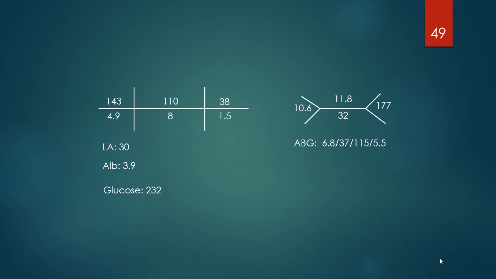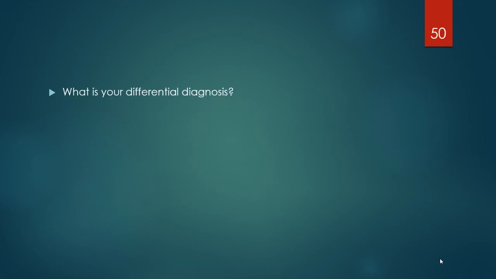These are the labs. We got sodium 143, potassium 4.9, chloride 110, bicarb of 8, BUN of 38, creatinine 1.5, CBC a little bit anemic as well, lactate of 30, albumin 3.9, glucose of 232, with an ABG of 6.8 pH, 37 PCO2, PO2 115, and bicarb of 5.5. What do you guys think? Any takers?